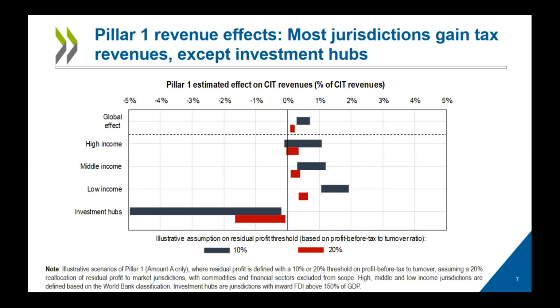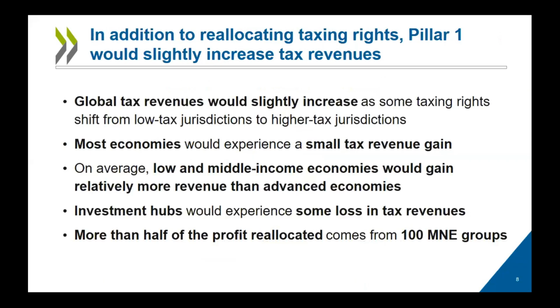That work is ongoing. We've been sharing some more recent results with member jurisdictions to that effect, and that work continues to occur. But you can see there the impact of Pillar 1, modest but significant. They will certainly have a positive impact for most jurisdictions except investment hubs. This slide summarises some of those points, other than to also note that more than half of the profit allocated under the scenario that we just presented slides on relates to profit that is coming from about 100 M&E groups.